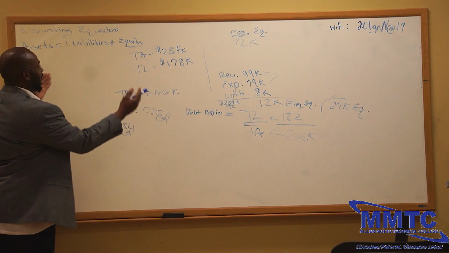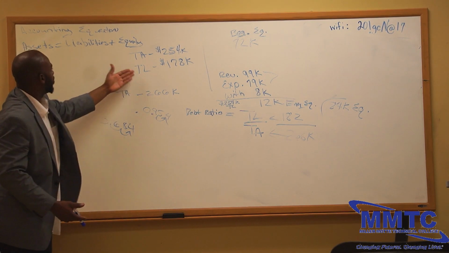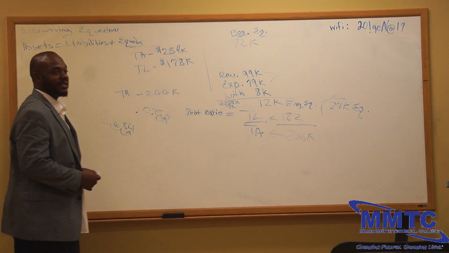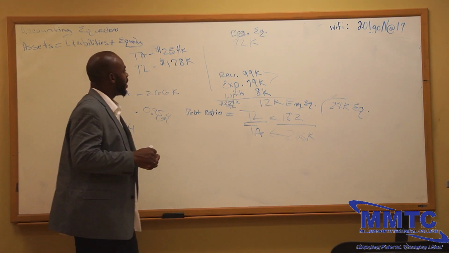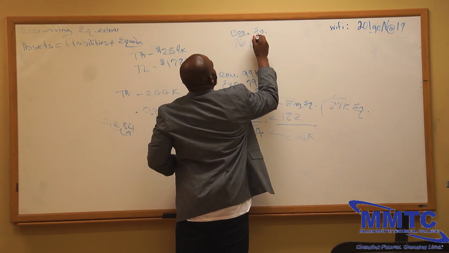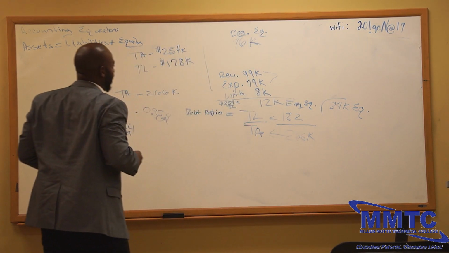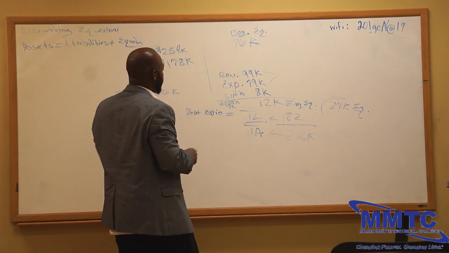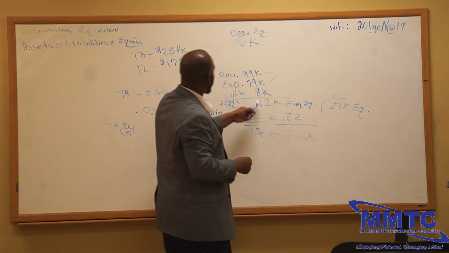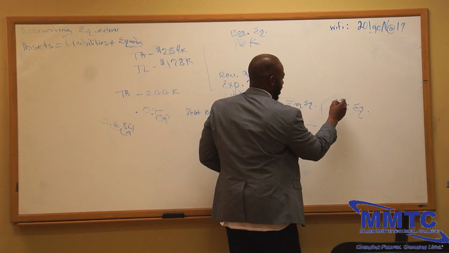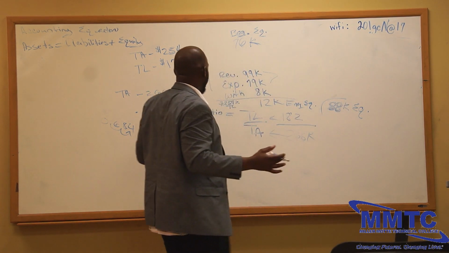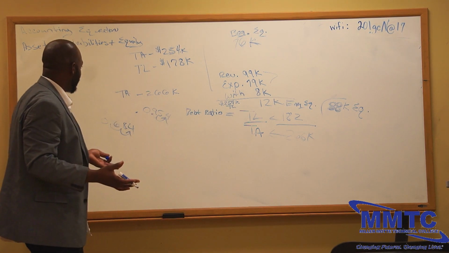So beginning, they gave us total assets and total liabilities. So 254 minus 178 is 76. 76,000 for beginning equity. Now we're going to add 76K plus 12K is 88K, right? Yep. For equity, 88K.